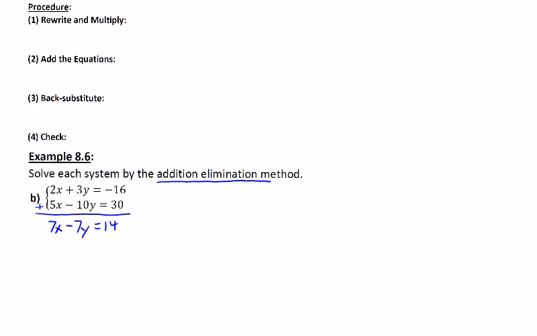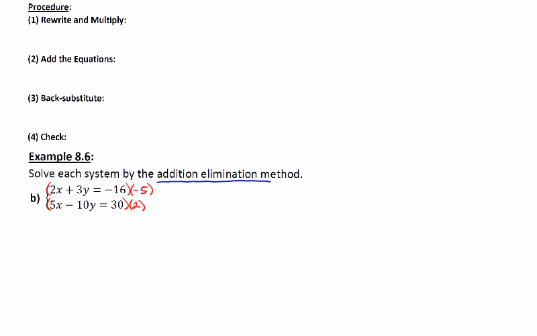So we are not going to be able to immediately start with adding the equations like we did on 8.6a. So let me erase this. This is not going to work. So since this isn't going to work, we're going to have to do the rewrite and multiply phase. So I'm going to make a suggestion here. I'm going to multiply the entire top equation by negative 5, and I'm going to multiply the entire bottom equation by 2. Now I can do this because if I'm multiplying the entire equation, then that means I'm multiplying both sides of that equation, so everything should still be balanced.